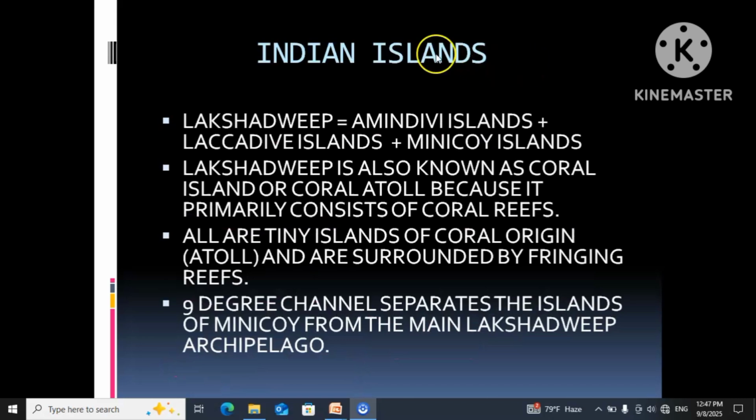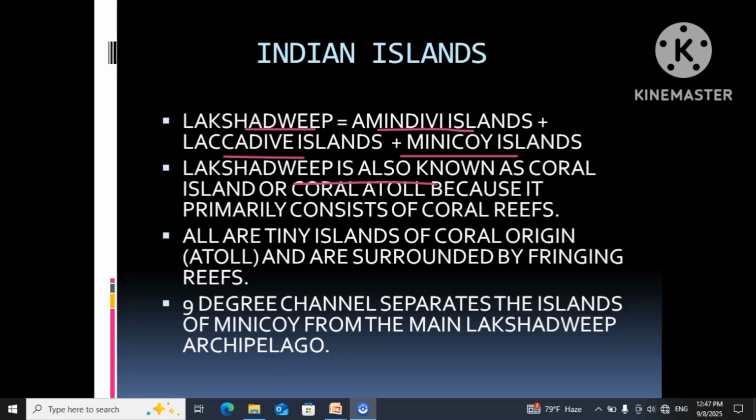Now we will move to our next topic. That is another part, Lakshadweep Island. So Lakshadweep Islands comprise the Amindivi Islands, Laccadive Islands, and Minicoy Islands. Lakshadweep specifically constitutes these three island groups: Amindivi, Laccadive, and Minicoy.